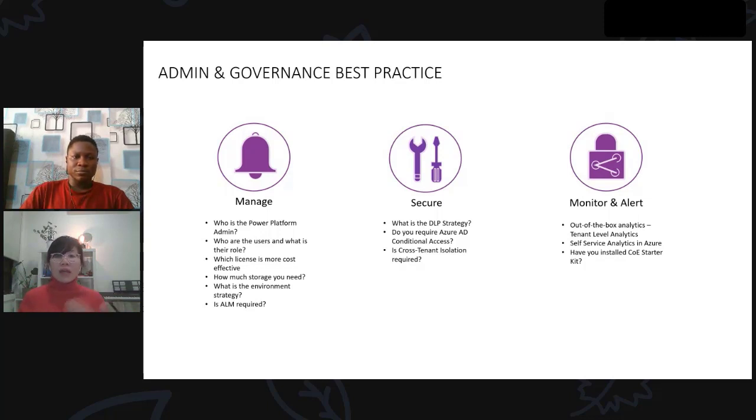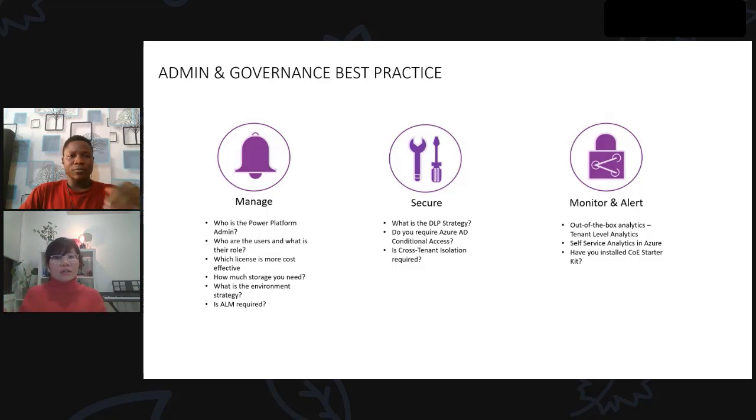And depending on the environment strategy, you'll come up with your DLP strategy as well, which is the data loss policy. Data loss policy is to manage the connectors, who can use what connectors. If you're familiar with Azure, there's the business group, non-business group, and blocked. So you can block certain connectors from being used by the users. You can classify them. That helps you keep your data secure, your environment secure. So that brings us to the second category, which is secure.